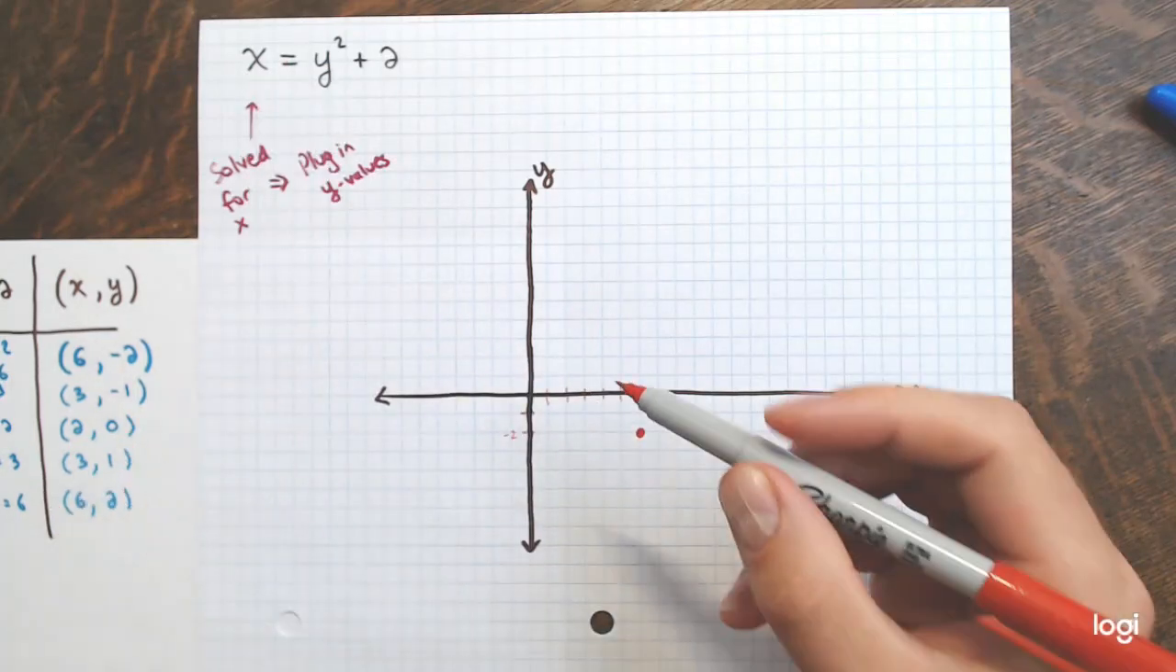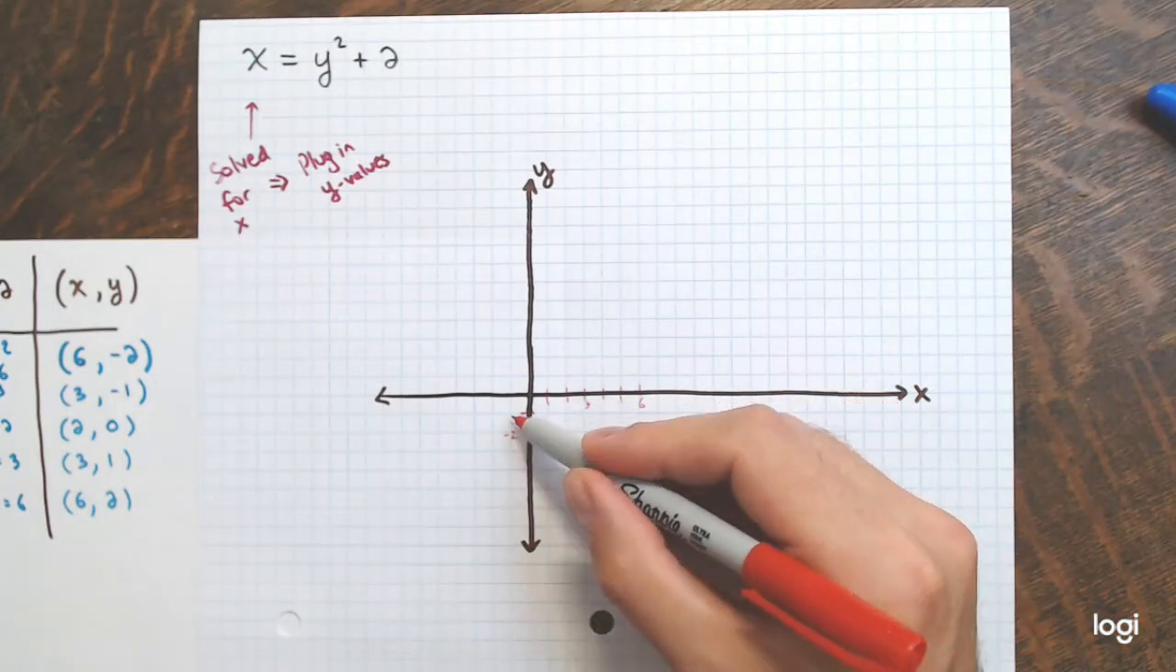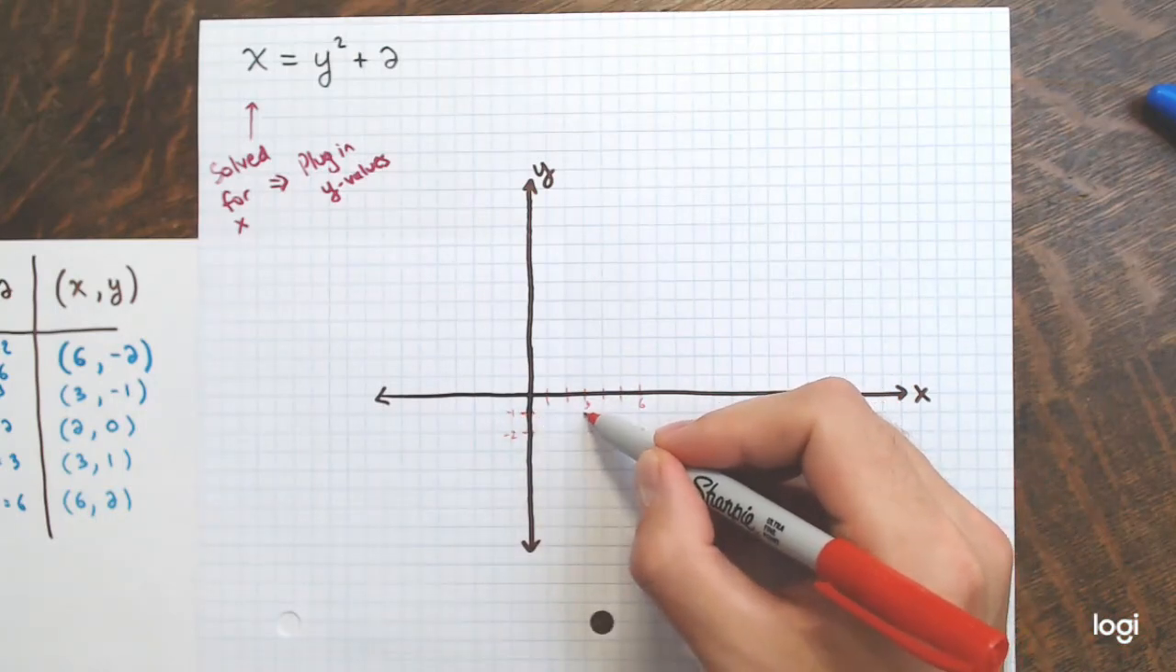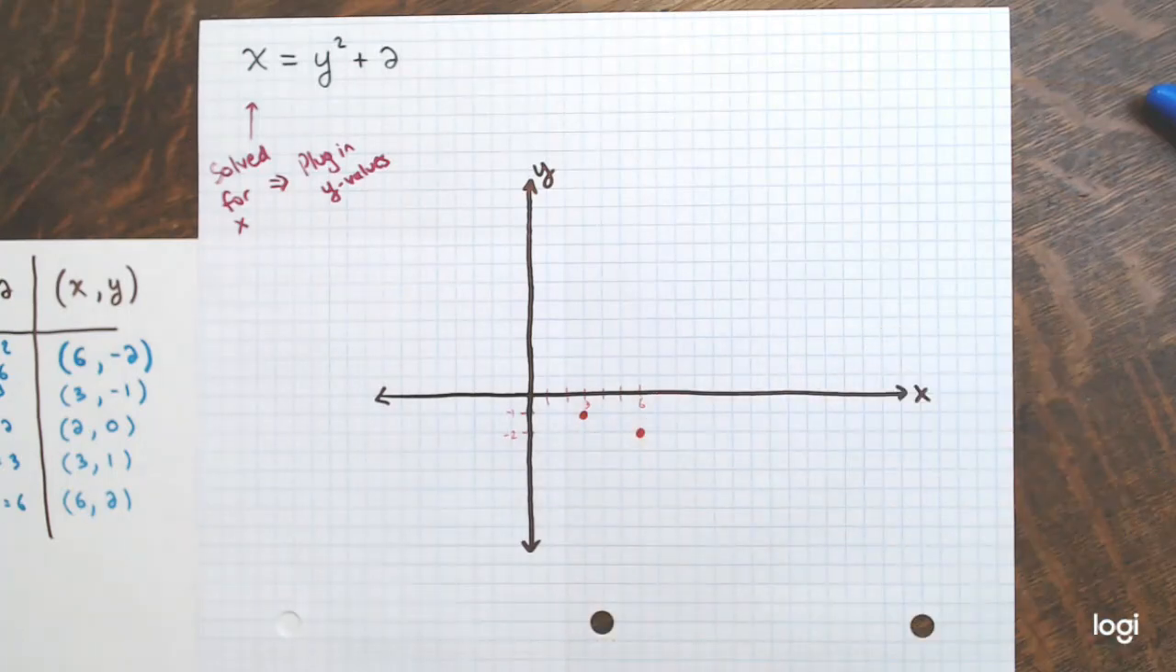3, -1, right? 3 for the x, -1 for the y. That would be this point here that's in line with both of those. There's a picture of another solution. 2 for x, 0 for y, 2, 0.